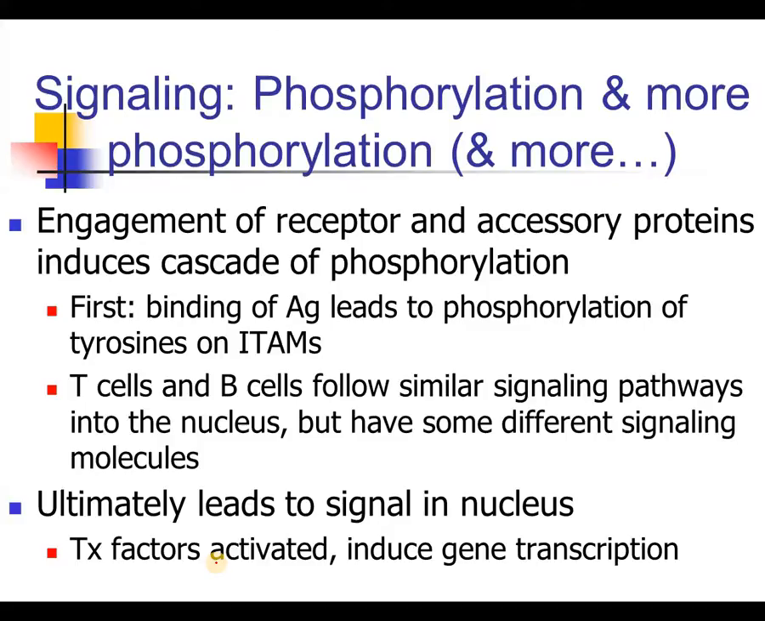And the B cells and the T cells actually follow similar signaling pathways to the nucleus, but they have some different signaling molecules, and certainly the outcomes of those events for protein transcription would be different. Ultimately, the signaling leads to the nucleus. This involves transcription factors being activated, and these induce gene transcription.